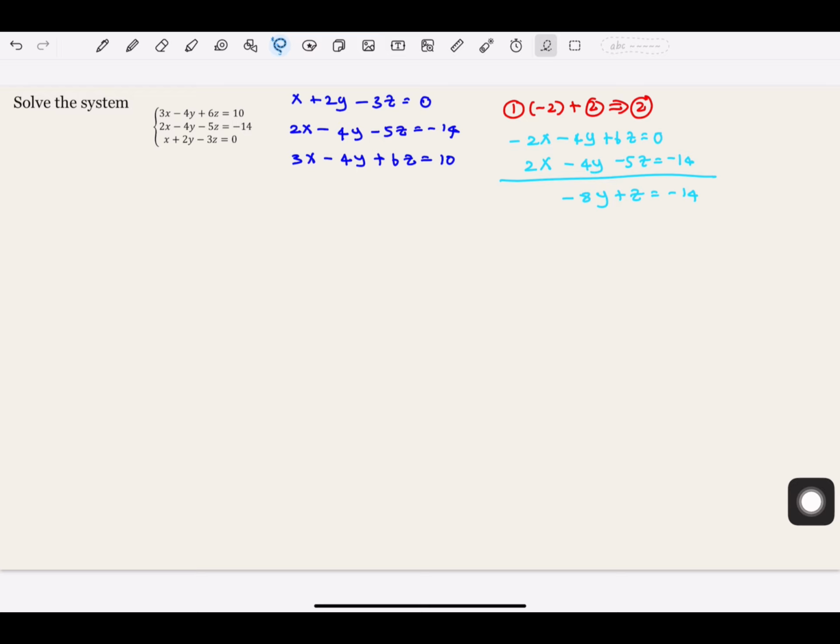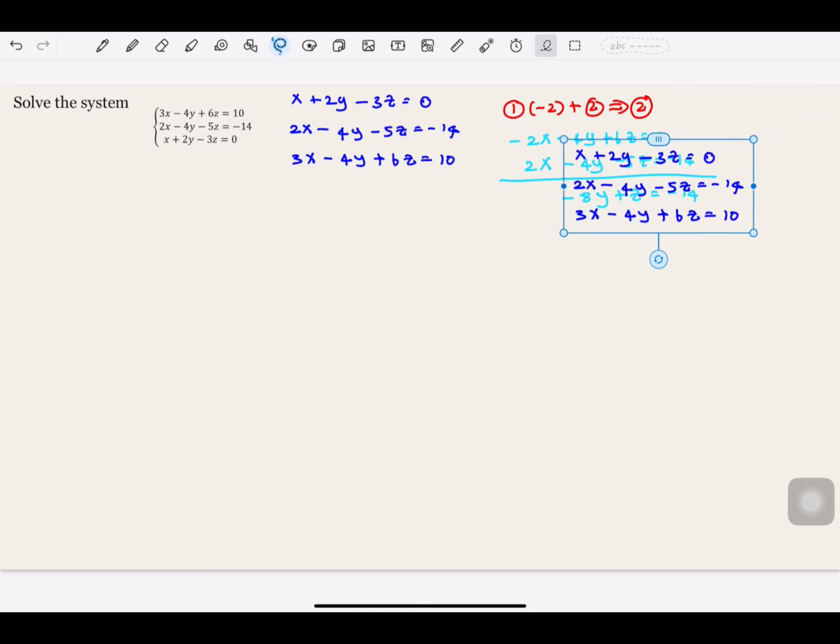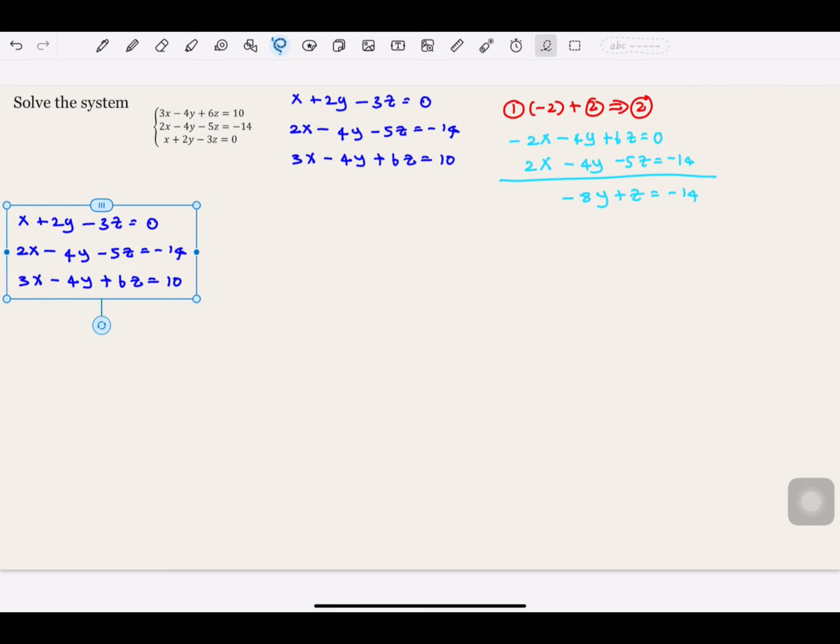You have to replace your second equation by this resulting equation. So let me replace this here, and I'm going to use the second equation. I'm going to update my second equation by negative 8y plus z equals negative 14. Okay, we don't have an x variable over here. So you have to do a similar process for the third equation as well.